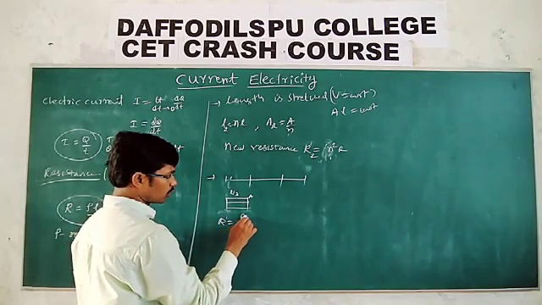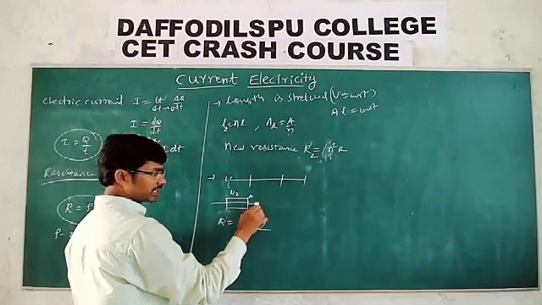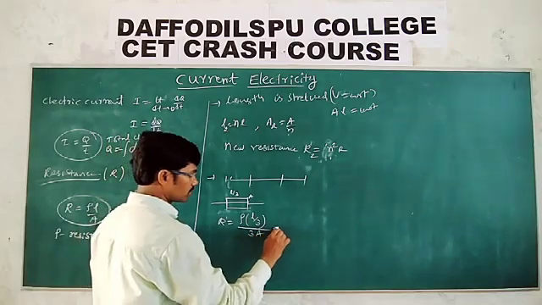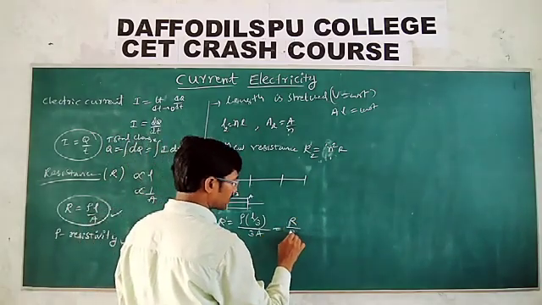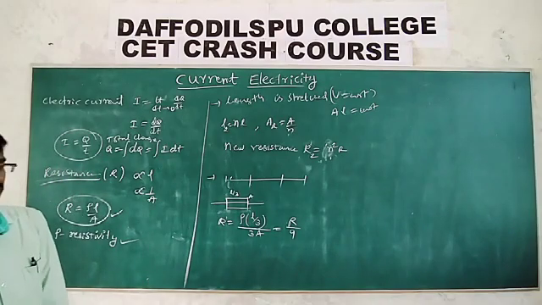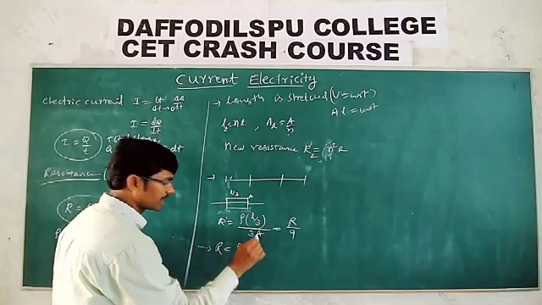Now what is the equivalent resistance? R dash is equal to rho into L by 3, divided by the area, which, when parallel, adds up this area plus this area plus this area, so 3A. Now what do you get? R by 9, that is R by n square times. The resistance will become R by n square.